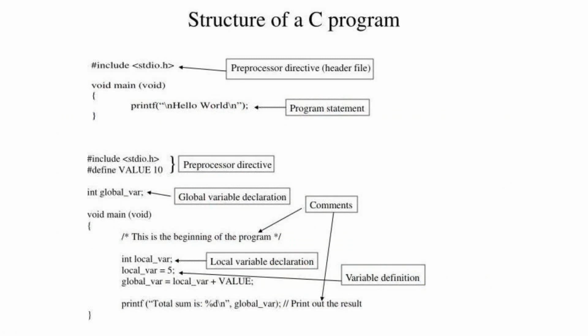In this slide, the structure of C program is given. First, we put the directive as a header file, then the main function, as we can see in the earlier slide, and here is the print function. Next slide.